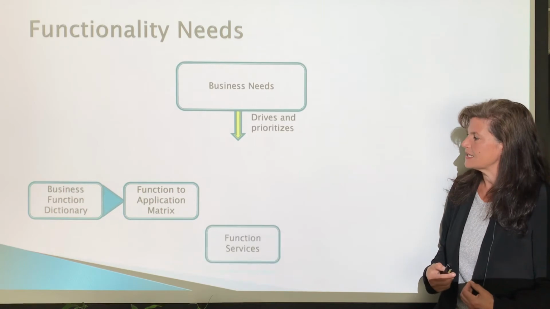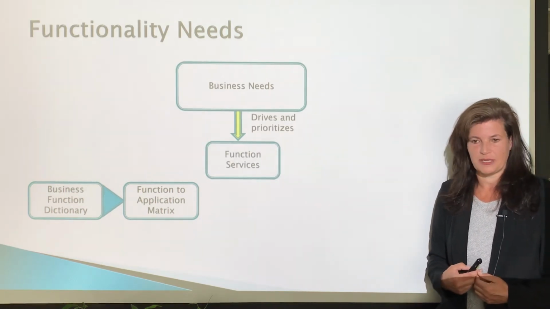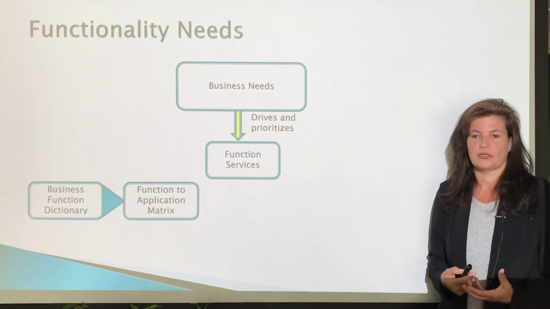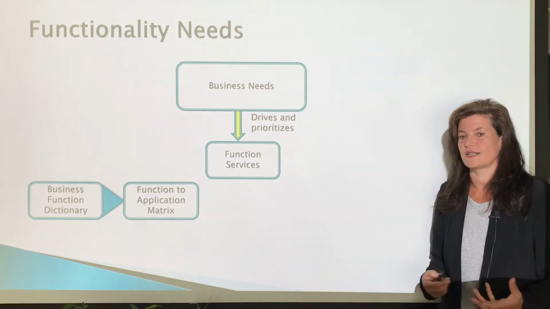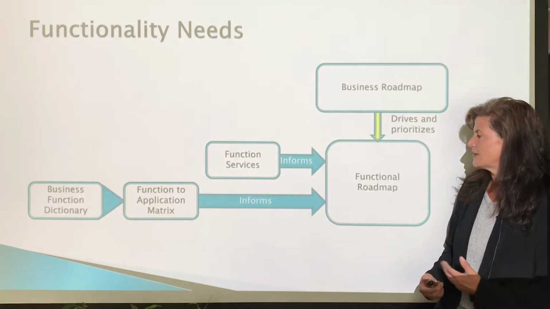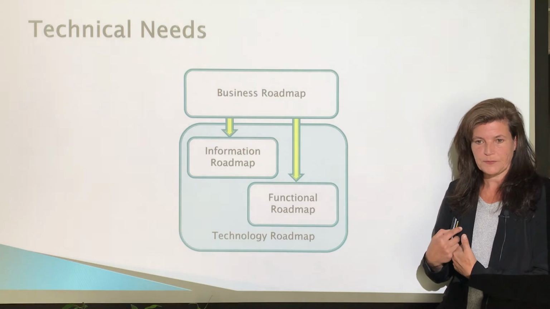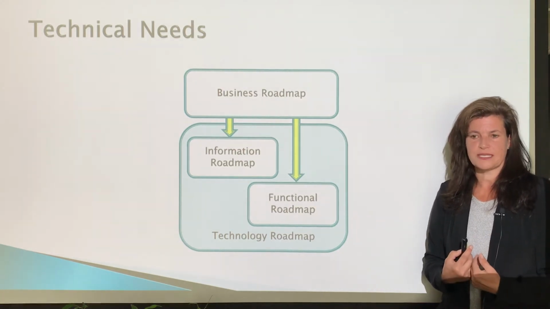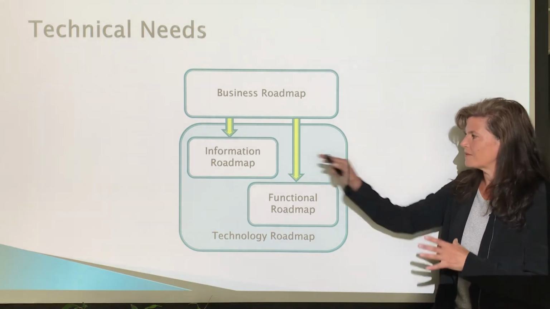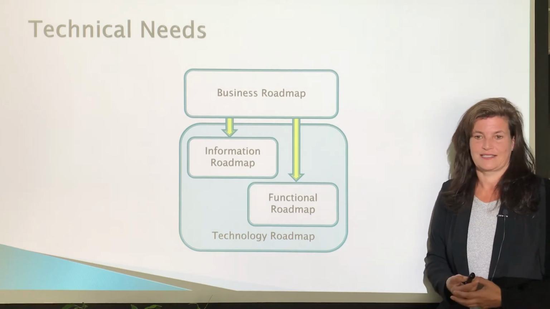Your business needs will drive out function services. So again, similar to those business capabilities, you're looking for functions that are similar across multiple business areas in order to create services and bring that efficiency. Your business roadmap is also going to drive your functional roadmap, as well as this information is going to inform it. So once we really understand the business, we can start to ensure that your technology supports your information and your functional needs or your activities.